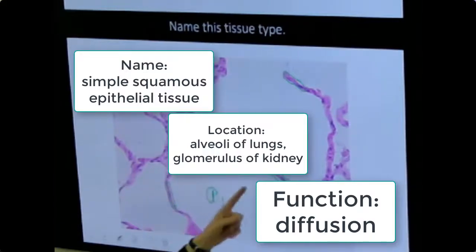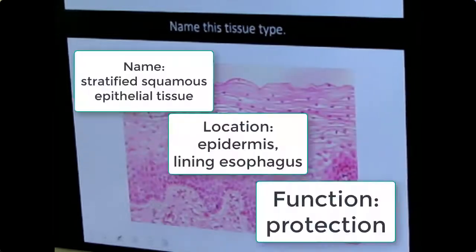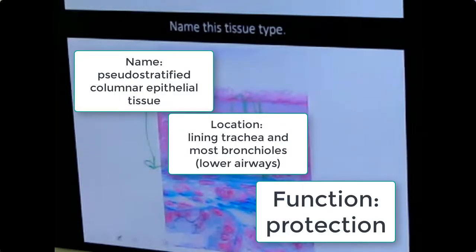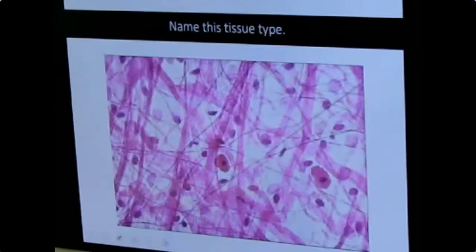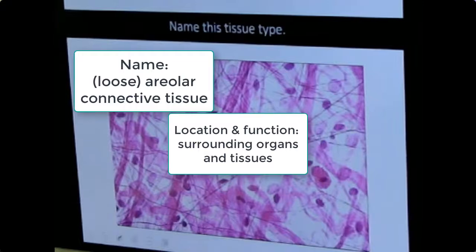So this tissue is here. Yeah, simple squamous epithelial tissue. This is, excellent. This is pseudostratified. This is areolar. What's areolar used for? Packing material, holding organs in place.